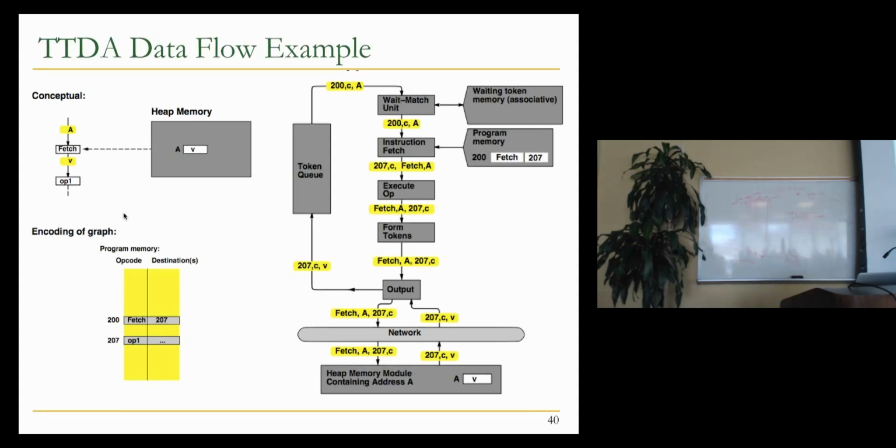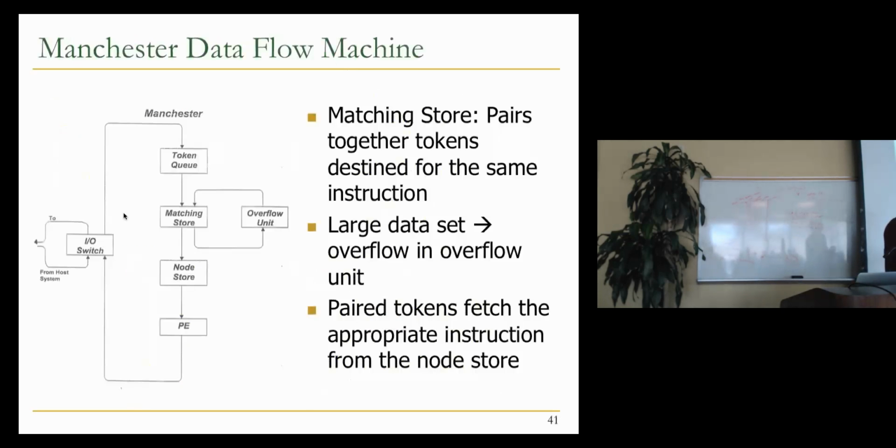Once the memory responds, it responds with a token, right? The token is the value that needs to go into the instruction at 207, along with the context, and this goes into the token queue and fetches that instruction. Make sense? So I can do loads and stores here too. That's another data flow machine which looks very similar. This was designed in the 1980s at the University of Manchester. I don't know if I'd like to go into this again. Basically, it looks the same.